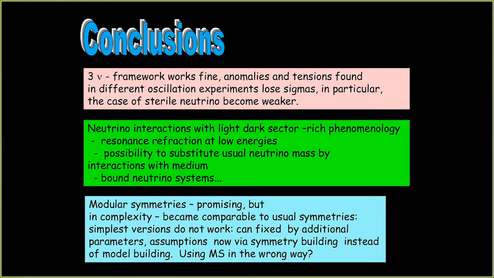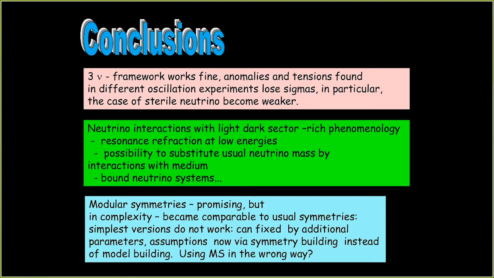Thank you. So it seems that the three-neutrino framework works well, fine. So anomalies and tensions are losing their sigmas. And now I don't know what is the anomaly in neutrino physics. So in particular, the case of sterile neutrino becomes weaker and weaker. So neutrino interaction with the light dark sector has a rich phenomenology. It produces so-called resonance refraction at low energies, a possibility to substitute or maybe partially substitute the usual neutrino mass by interaction with the medium. You may probably explain some features using this additional contribution.